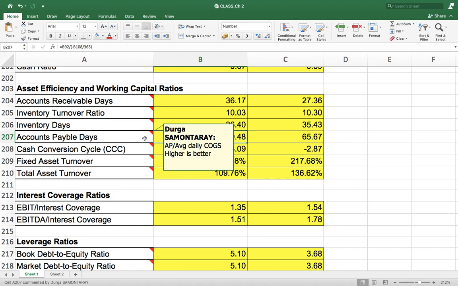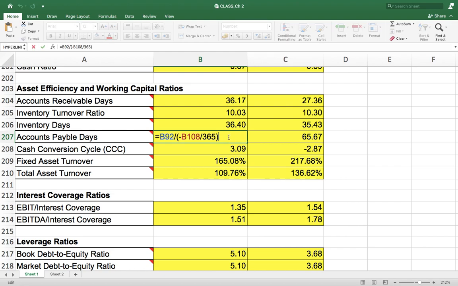Payables divided by cost of goods sold per day. How do you do it? The payable, B92, comes from the balance sheet, and cost of goods sold is B108 divided by 365. So the cash conversion cycle is equal to receivable days plus inventory days minus payable days, which will give you the cash conversion cycle.